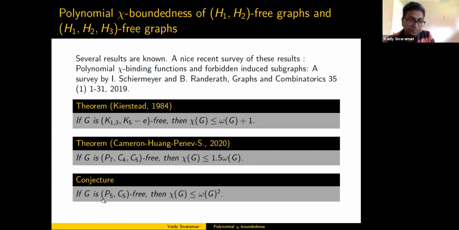And as I mentioned, there are several nice open problems here with different combinations of paths. And if G is P5 and C5 free, is it quadratically chi-bounded? This is still not known. This would be very, very interesting because of its connection to the Erdős–Hajnal conjecture.